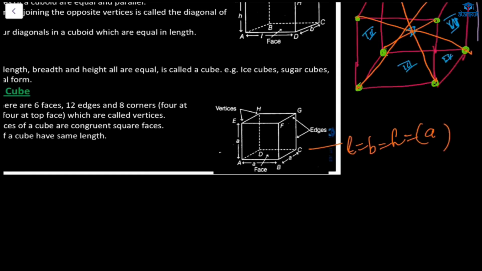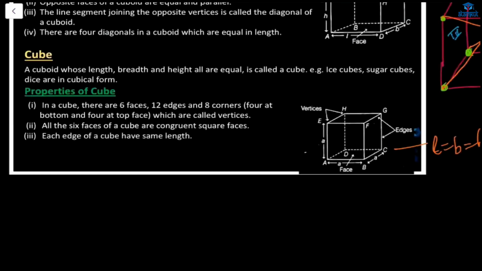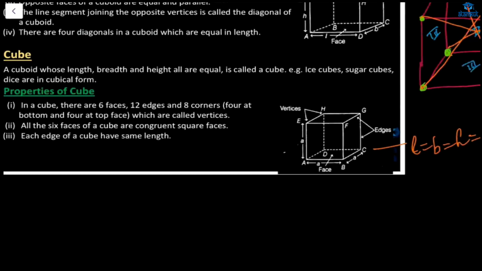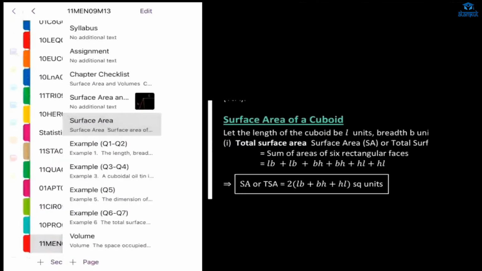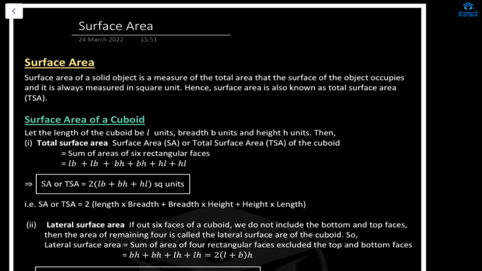Since a cube is similar to a cuboid, the only difference is that length, breadth and height are all equal. So it also has 6 faces, 12 edges and 8 corners. All the 6 faces of a cube are congruent square faces, you have 4 diagonals here also, and each edge of a cube has the same length. Now we'll be studying surface area. Any doubt about what a cube or a cuboid looks like? Okay, no doubts. Now, surface area.